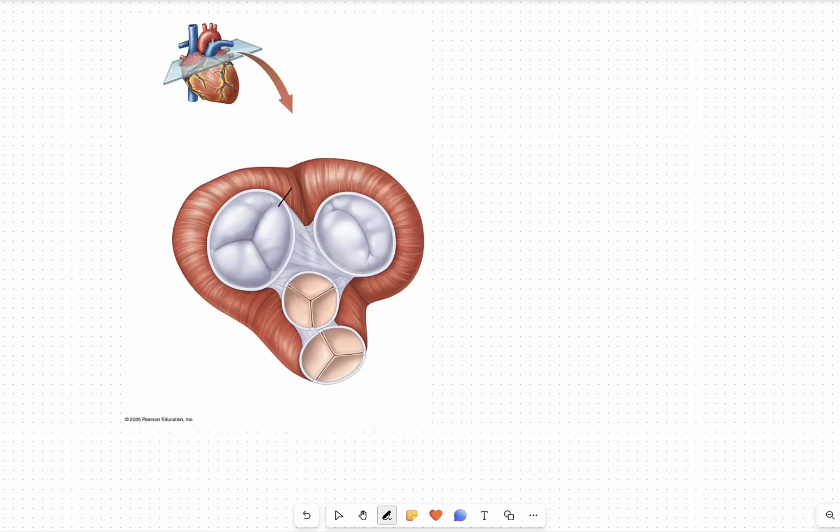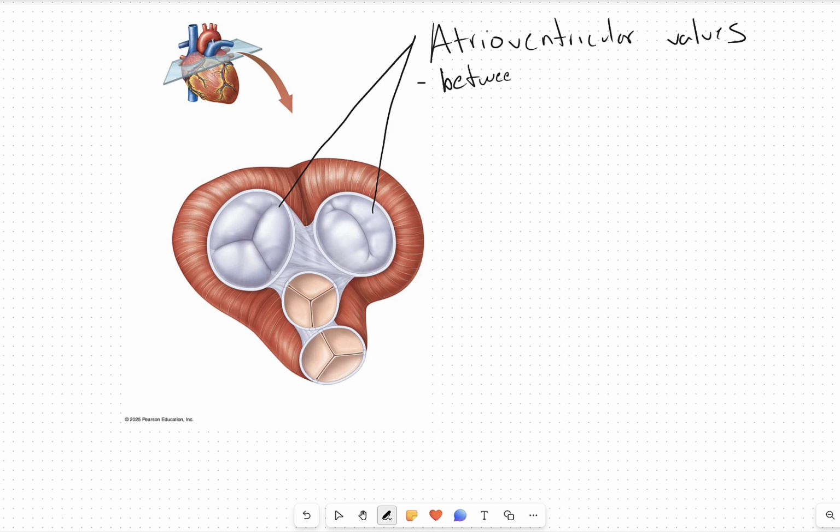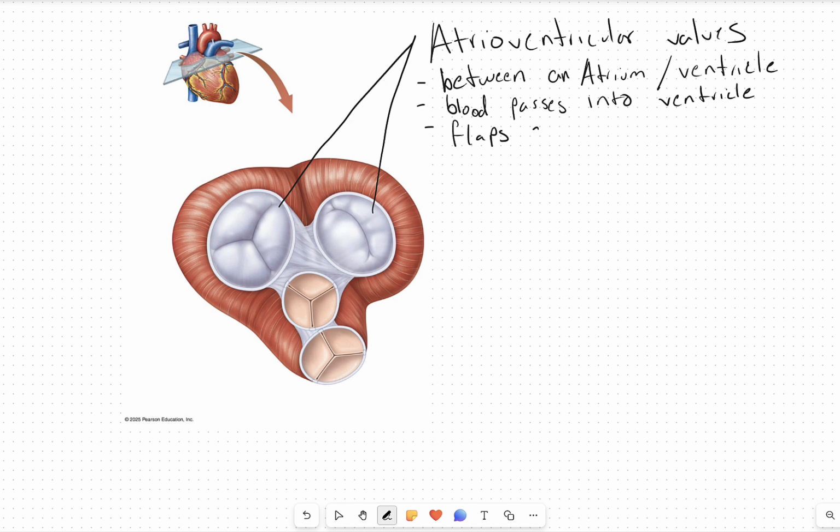Here's a bit of a closer look at just the valves. On the top here, we can see the atrioventricular valves. These are located between an atrium and a ventricle. The blood passes through the AV valves when it enters the ventricle from the atrium. Each valve consists of either 2 or 3 cusps or flaps that close to prevent the backflow of blood.